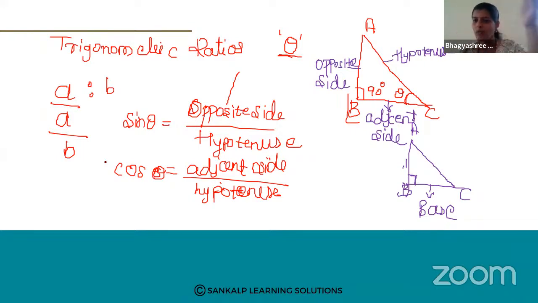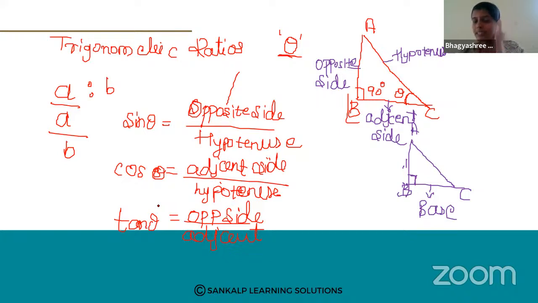Next I will take opposite divided by adjacent. We take the other 2 sides. Opposite side divided by adjacent side. Leave out the hypotenuse, only consider opposite side and adjacent side. If we compare these 2 sides, then that ratio we call tan theta. Yes or no? So sin theta, cos theta and tan theta. Now you know what sin theta, cos theta, tan theta mean.